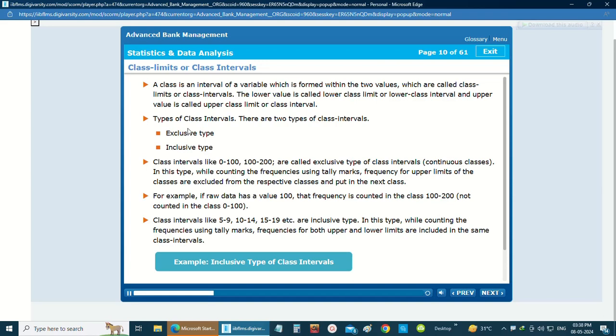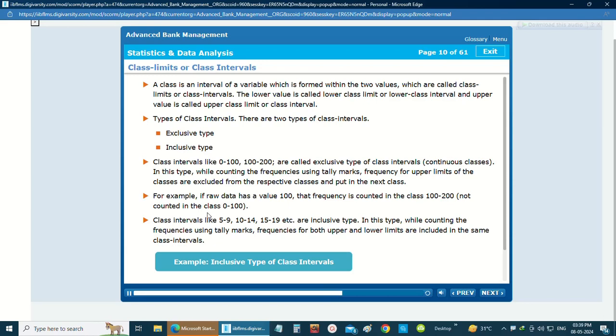Types of class intervals. There are two types of class intervals. Exclusive type. Inclusive type. Class intervals like 0 to 100, 100 to 200 are called exclusive type of class intervals. In this type, while counting the frequencies using tally marks, frequency for upper limits of the classes are excluded from the respective classes and put in the next class. For example, if raw data has a value 100, that frequency is counted in the class 100 to 200.